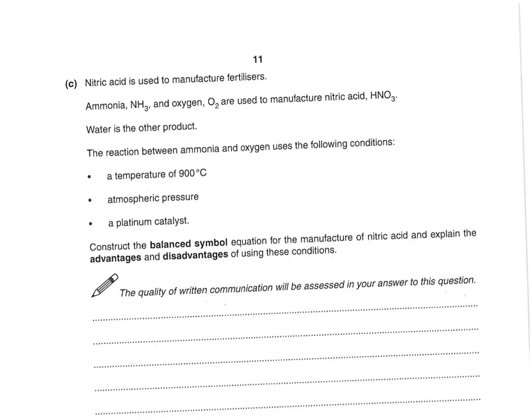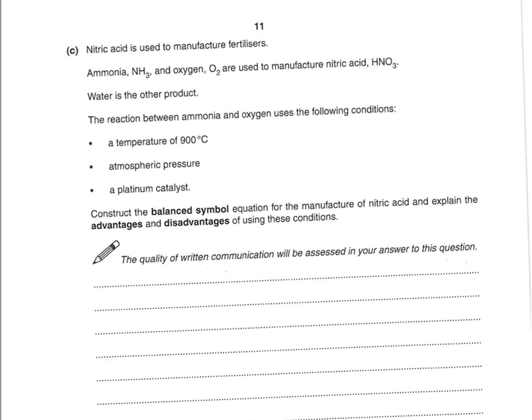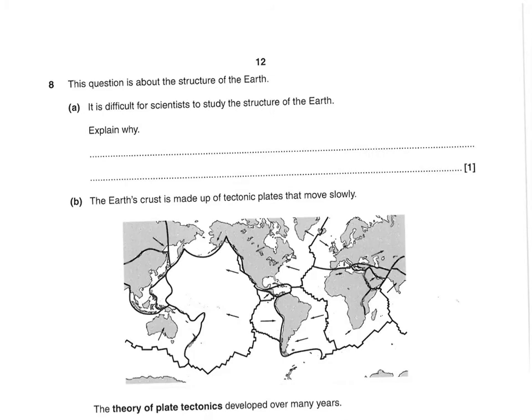This next question is a 6-mark question, so please mark this yourself off the Google site, and then ask your teacher to check it for you if you're unsure. This question is about the structure of the Earth. It is difficult for scientists to study the structure of the Earth. Explain why. And that's because the crust is too thick to drill through, or you could say the mantle is too hot, or the core is too hot, or we aren't able to dig deep enough. Any one of those will get that mark.